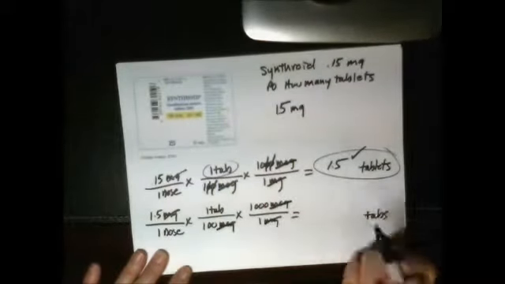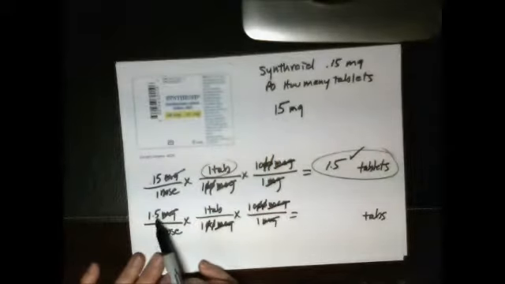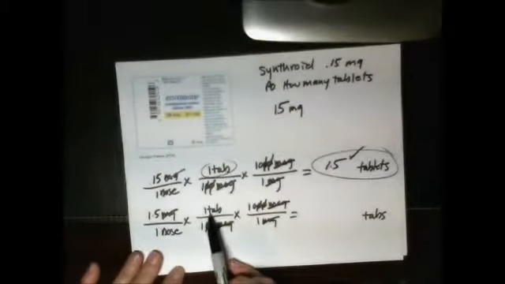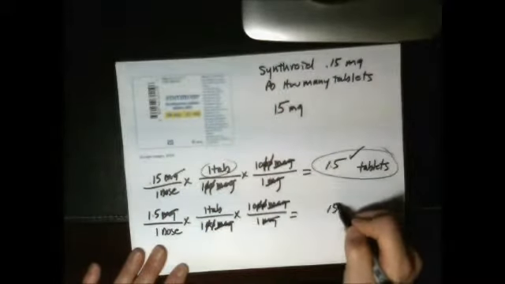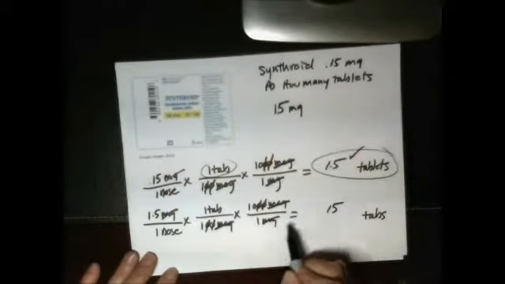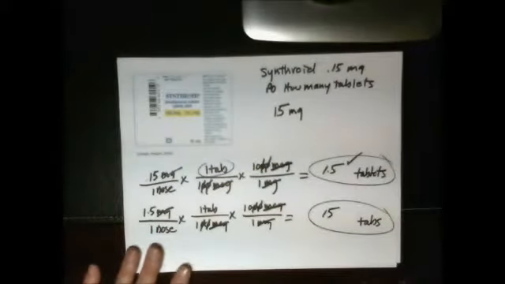We're going to cancel milligrams with milligrams. We're going to cancel micrograms with micrograms, and we're going to get rid of a couple of these zeros because we're allowed to do that. So we're going to take 1.5 times 1 times 10 equals 15. 1 times 1 times 1 equals 1. So 15 tablets. Is that reasonable?